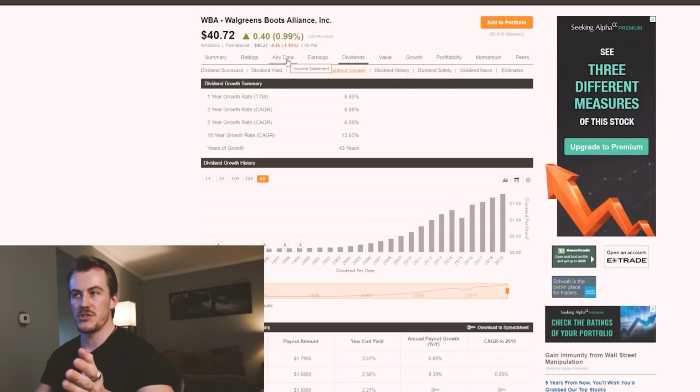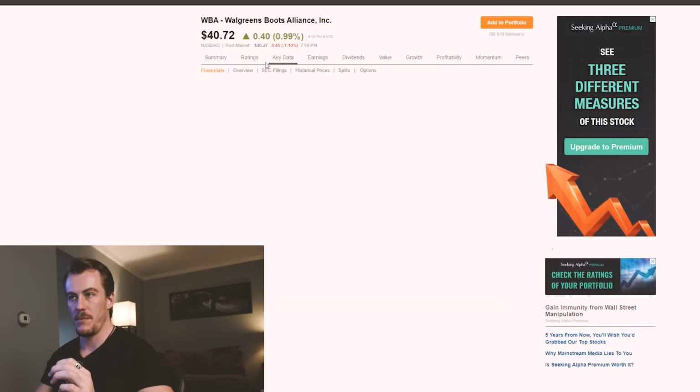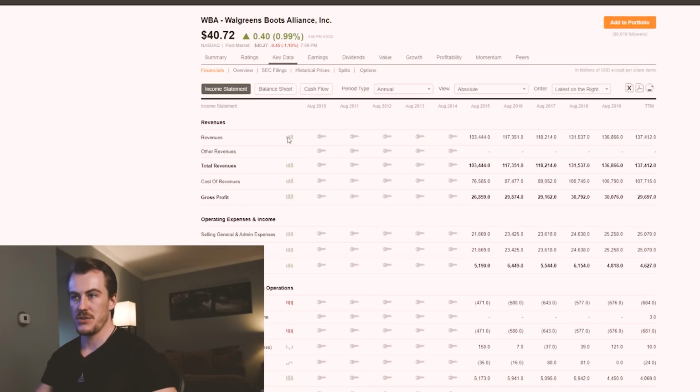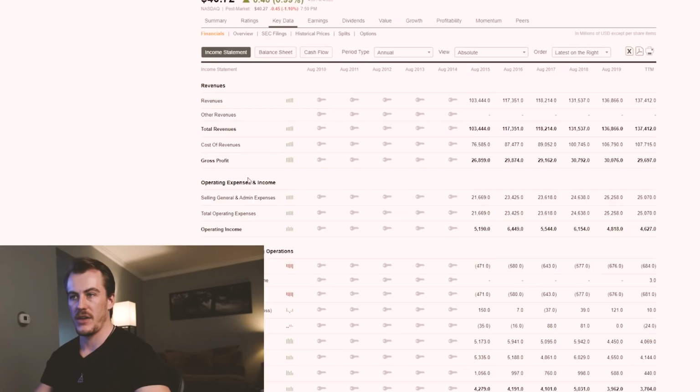Now we're going to switch over to key data. We're going to keep this really simple. We're going to go to filing or financials and income statement. We want to look at gross profit and operating income. We just want to see that it's increasing year over year or at least staying the same. You don't want to see a drop in income. That means they're losing business and stuff like that.